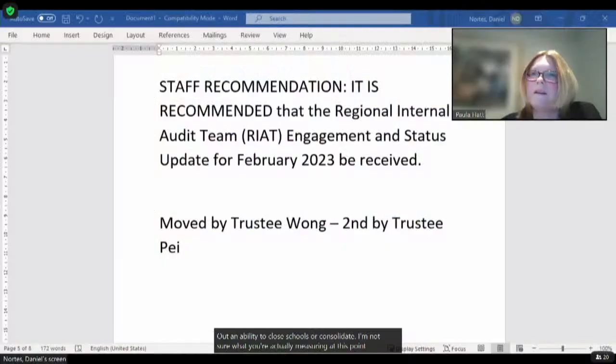I guess my question would be whether this is a good use of time of the RIAT, because even if there are accommodation issues, without an ability to close schools or consolidate, I'm not sure what you're actually measuring at this point. And you'll note probably that we're still 1 year behind already on the audit plans for the RIAT. So use of time, I understand why we would care about accommodation. I'm just not sure that an audit by the RIAT would provide any benefit to the board. But I understand why we care about it. And if that's the way the group is going, I'm fine, but I would just comment.